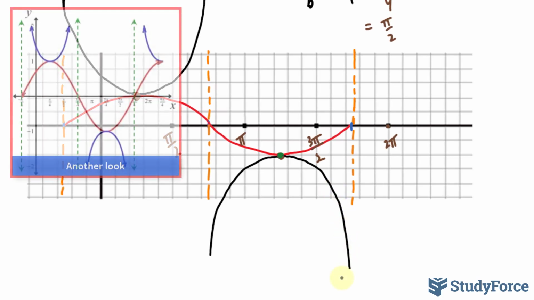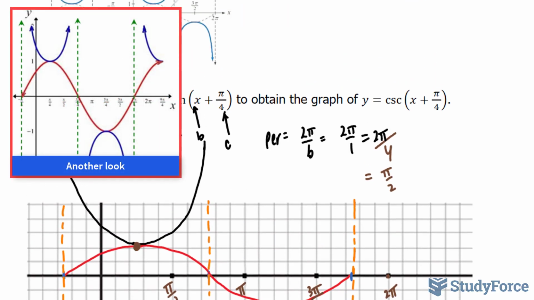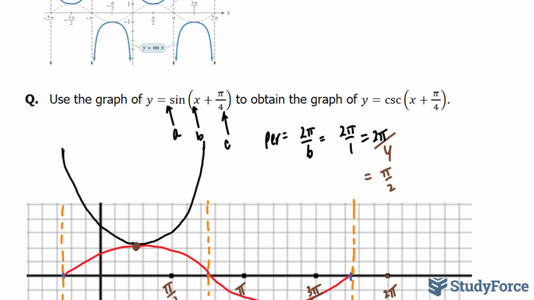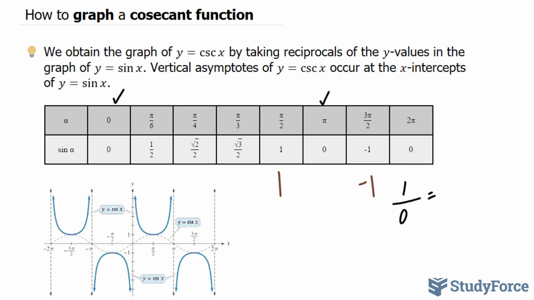What you see in black represents cosecant for this exact same configuration as the sine. And there you have it. That is how to graph a cosecant function.